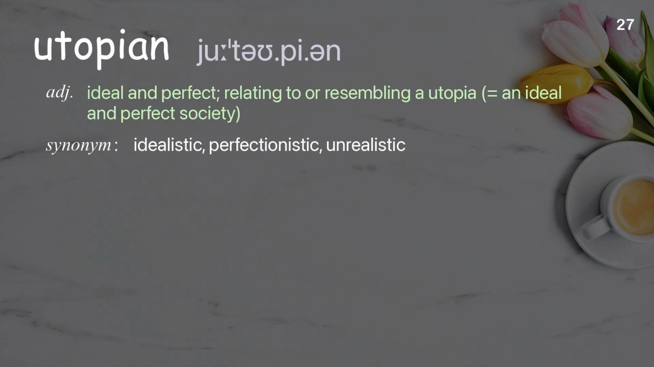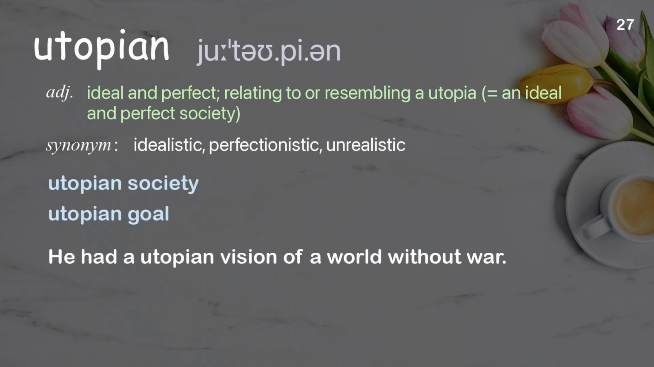Utopian. Ideal and perfect, relating to or resembling a utopia, equals an ideal and perfect society. Examples: Utopian society. Utopian goal. He had a utopian vision of a world without war.